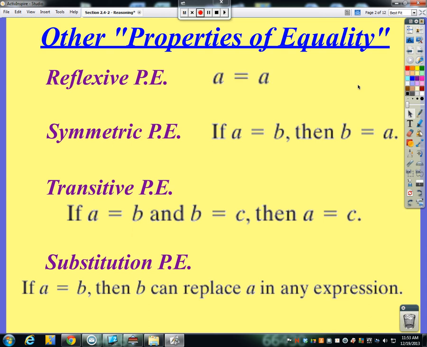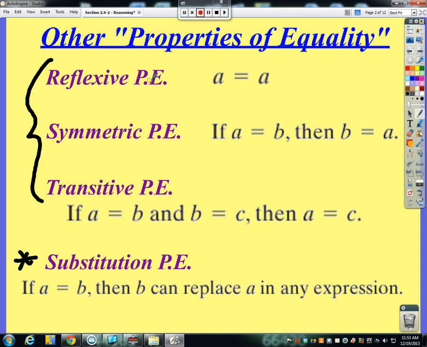So in class we talked about the addition, subtraction, multiplication, division properties of equality, the distributive property, and this step called simplifying where we just add like terms. So here are some other properties of equality. We have the reflexive, symmetric, and transitive properties. I kind of consider them as a family of properties. And then we have the substitution property, which is something you all should be very familiar with from Algebra 1. So let's focus on reflexive, symmetric, and transitive.